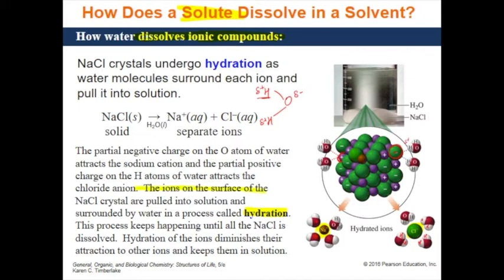The ions on the surface of the NaCl crystal are pulled into the solution and surrounded by water in the process called hydration. This process keeps happening until all the NaCl is completely dissolved, and hydration of the ions diminishes their attraction to other ions and keeps them in solution. Now this Na is surrounded by water. Similarly, this chloride is surrounded by water. So the force of attraction between Na plus and Cl minus is now reduced. Okay? So that is exactly how an ionic compound dissolves in water.